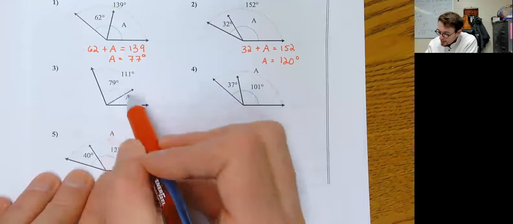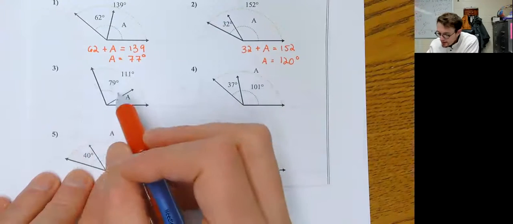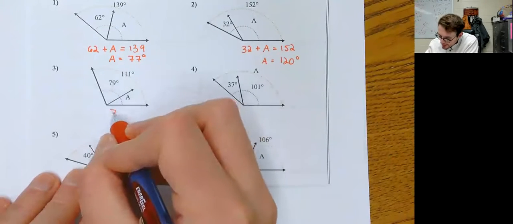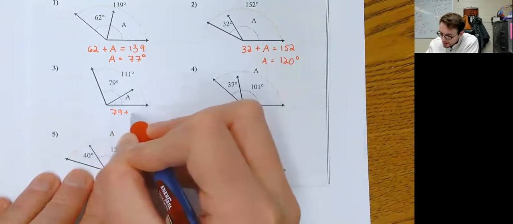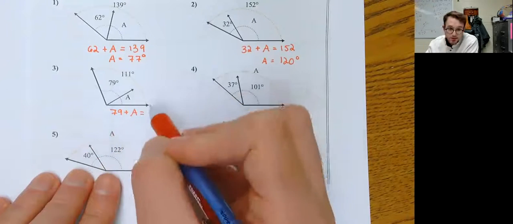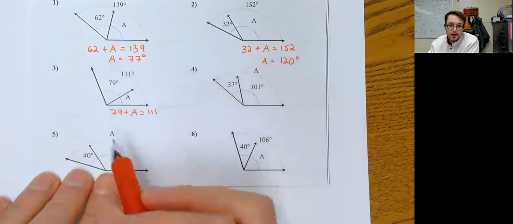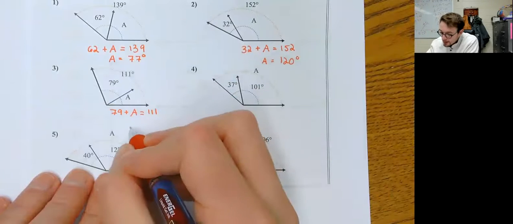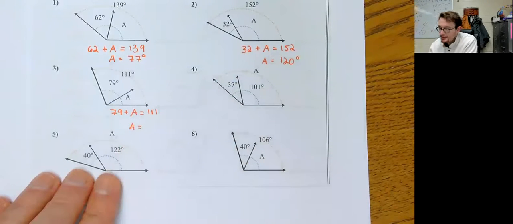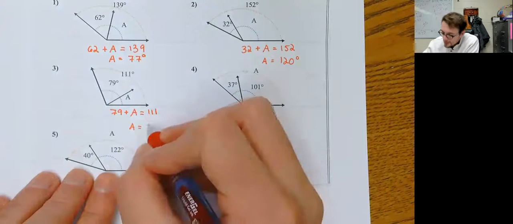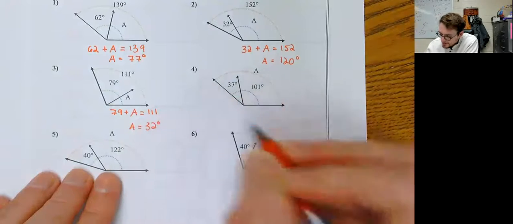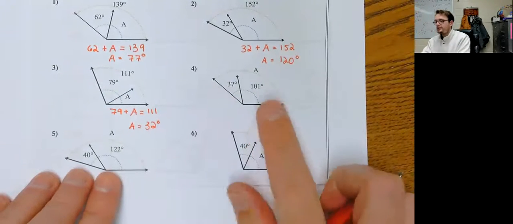All right, so we got the same scenario here. We got the little piece, which is 79, plus the little angle, which is A, equals the whole thing, which is 111. Subtract off 79, and you get A equals 32. 32 degrees.